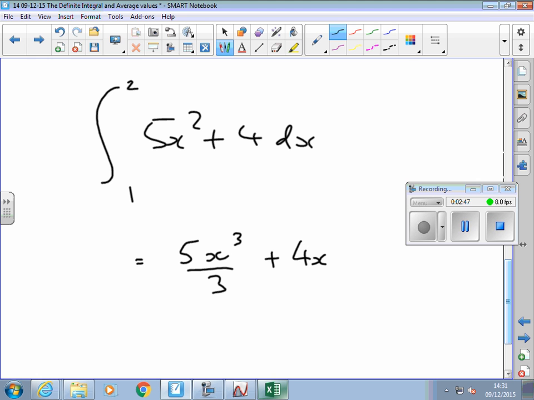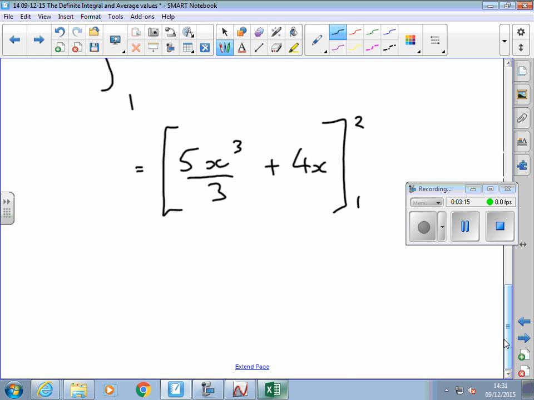So I've integrated this. I've taken each term and used that little table of standard integrals to find out what the integral is. And now I've got to put these limits in. So the convention, and this is the convention I want you to use, is to put square brackets around the answer, 5x cubed over 3 plus 4x. Square brackets and put the limits in. And you might be remembering this now from last year if you did it. What this means is I'm going to substitute 2 for x and work out the answer. So I'm going to replace x with 2. And then I'm going to replace x with 1. And I'm going to subtract the answer where x is 1 from the answer where x equals 2. And that will give me the area under the curve.